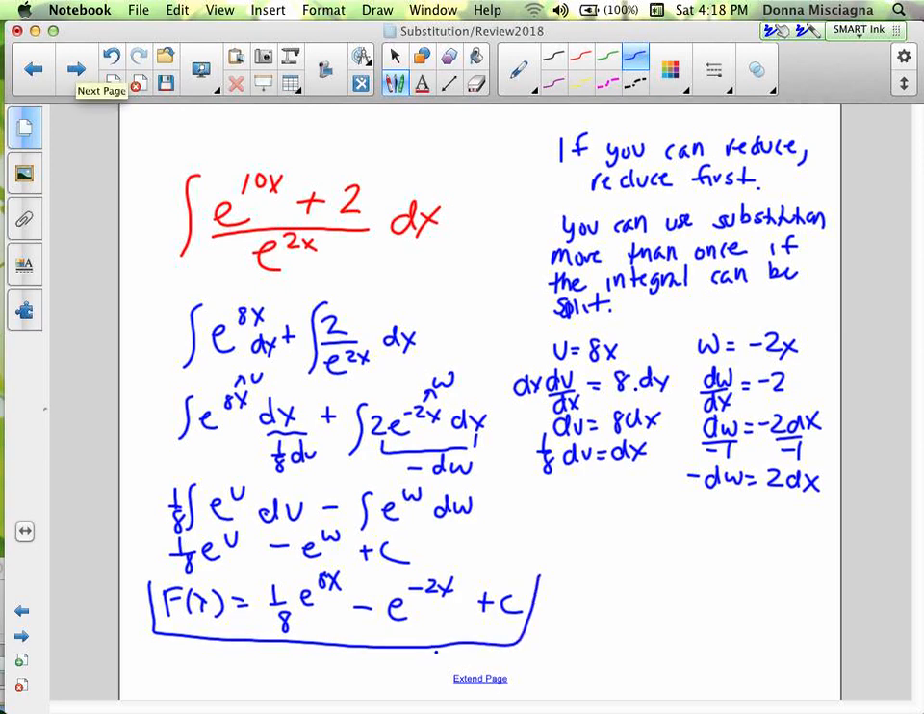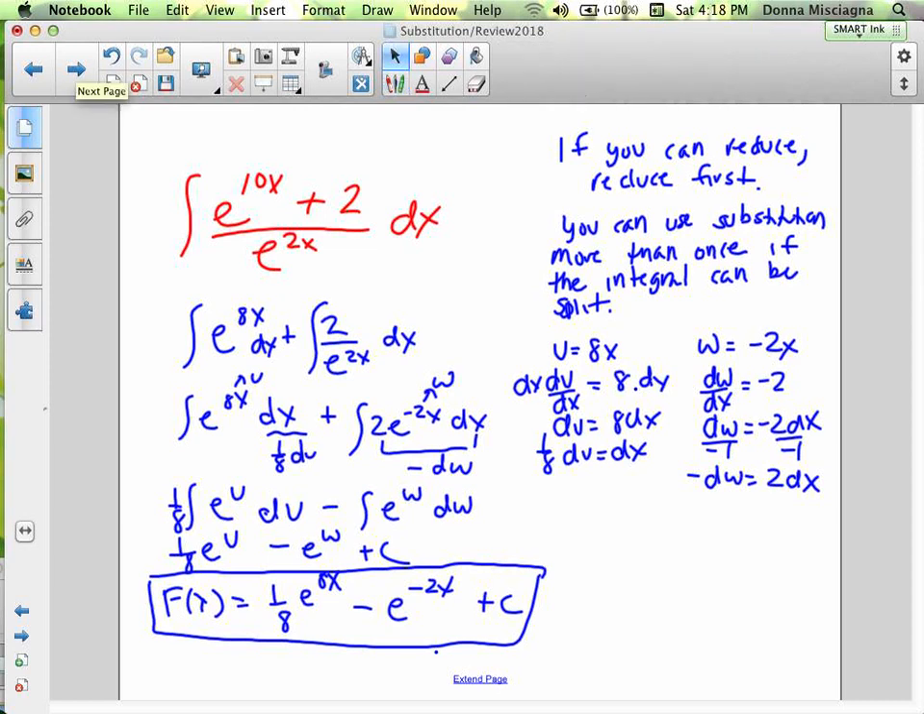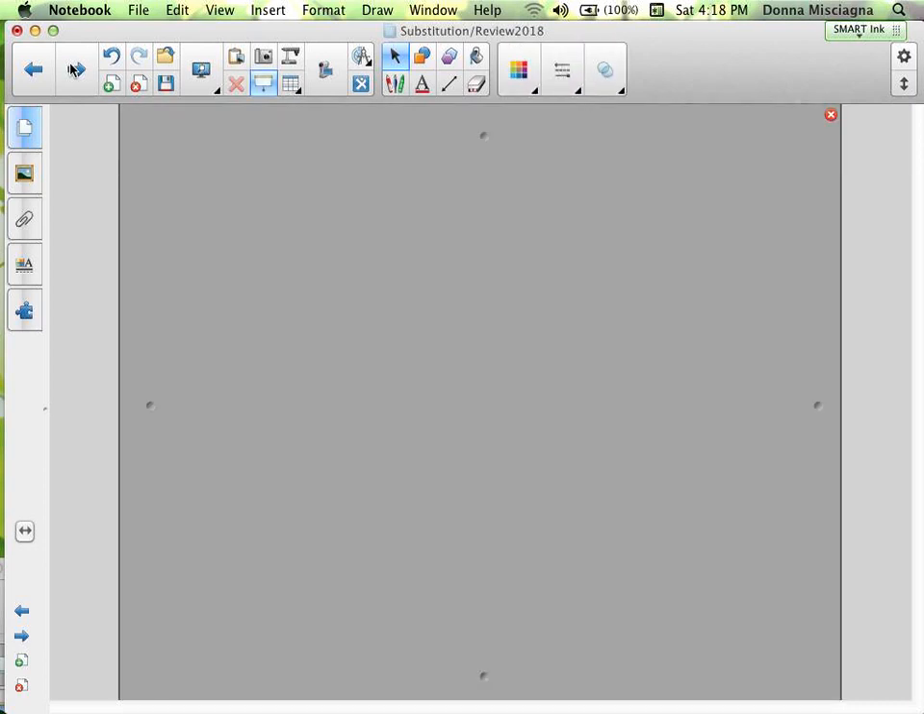So you can use more letters, right? Because we needed 1 letter for the 8x and 1 letter for the negative 2x. And that's where I'm going to stop.